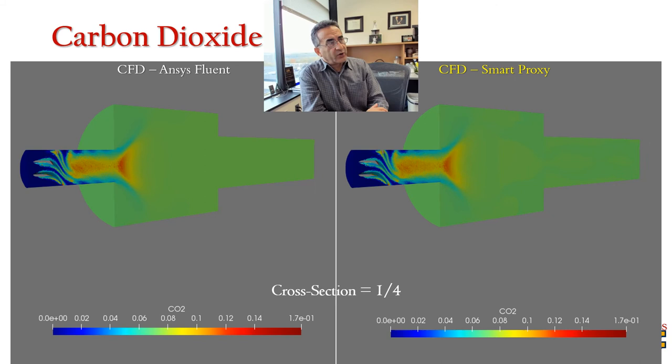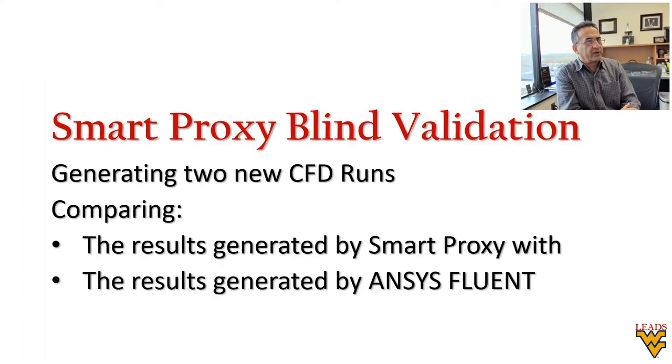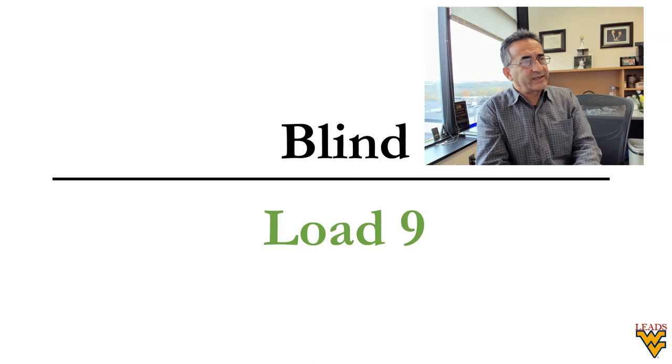But we're not done with this, because a smart proxy model that is very accurate is good, but it just shows you what it's capable of doing. Now what we do, after we finish the smart proxy model, is ask for two new runs that were not used at all to train, calibrate, or validate the model. That's what we call blind validation. The input was given to us, and CFD generated output, the smart proxy generated output, and that output was compared with the CFD output that was generated by Fluent. You can see the results here. There were two of them, one base, one blended. This is the base, we called it number 9.